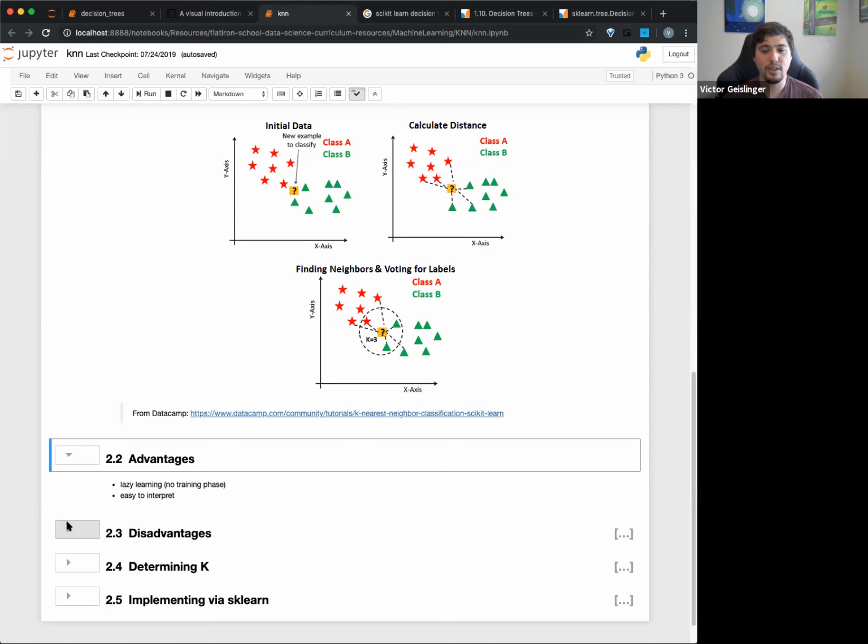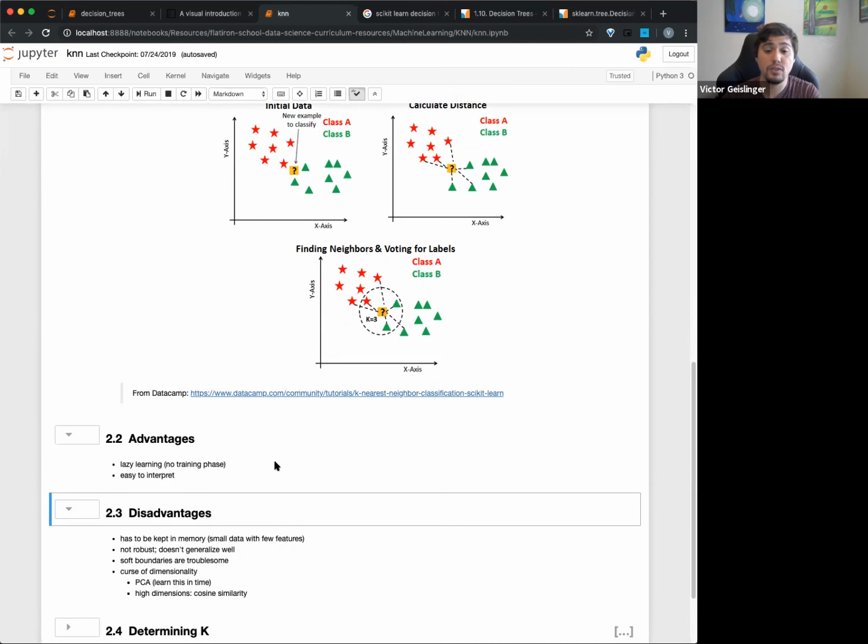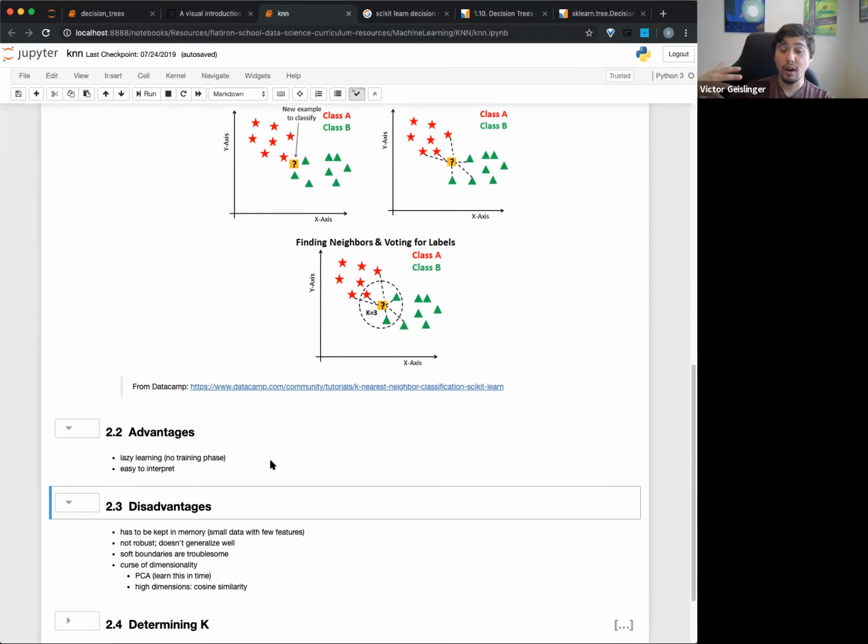Now there are some disadvantages. One disadvantage is that all of this training data, so these triangles and stars that already exist, have to be kept in memory. So basically if you have a large amount of data, it can be a huge amount, because there's no way to compress that information down, since you have to know where each point is. So if you have a large amount of data, it can be a huge thing.